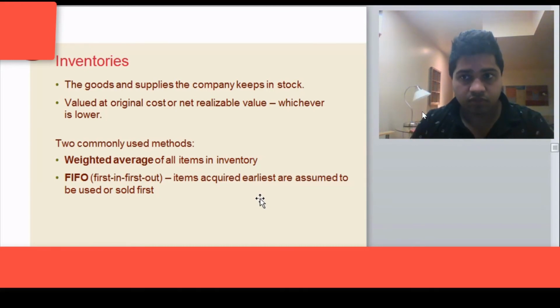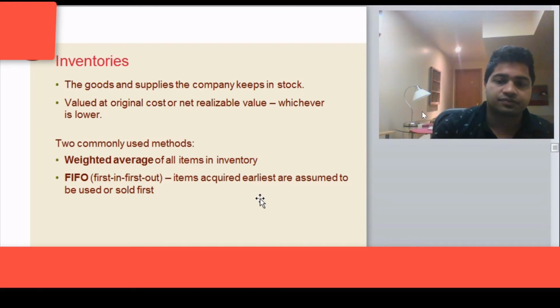With FIFO, when we use FIFO for accounting for inventory, the profits are higher if the prices are rising, and profits are lower if the prices are falling. Second, the inventory value that we carry is also higher if prices are rising, and lower if prices are falling, and vice versa for weighted average.